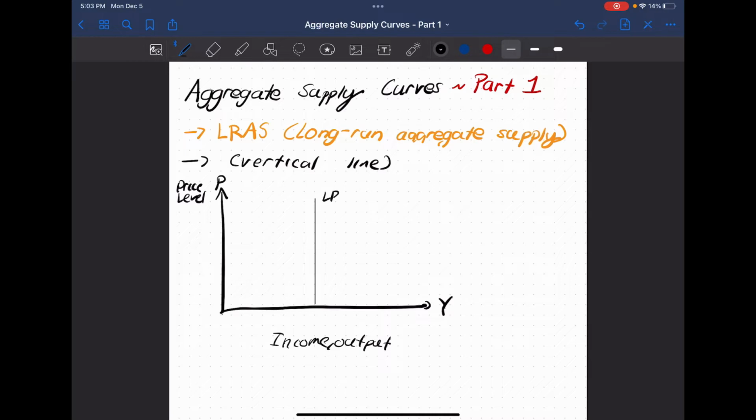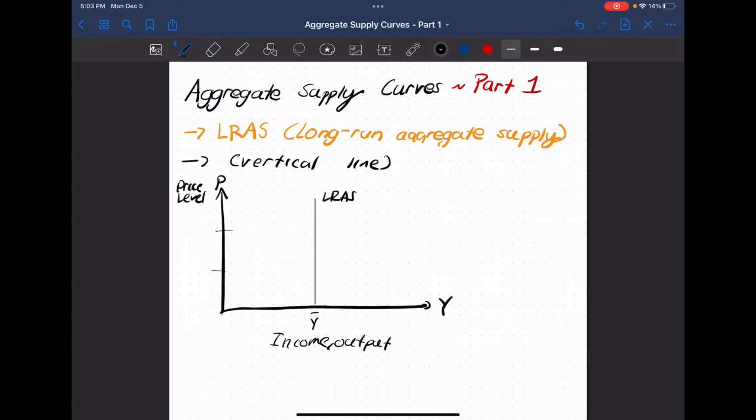And this indicates the output that the economy will have in the long run. In the long run, this is the output. And notice that the LRAS, the output in the long run, is not dependent on price. It is independent of price. So if the price goes up, if the price goes down, in the long run, the output will stay the same.